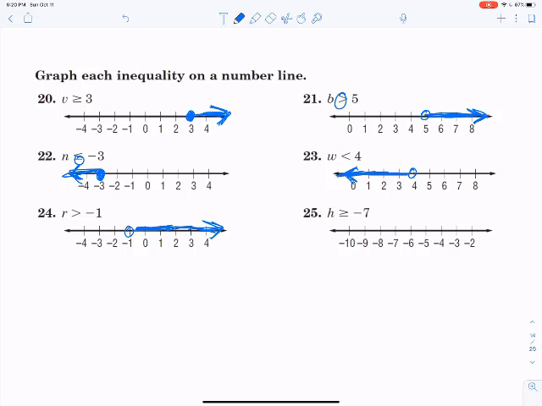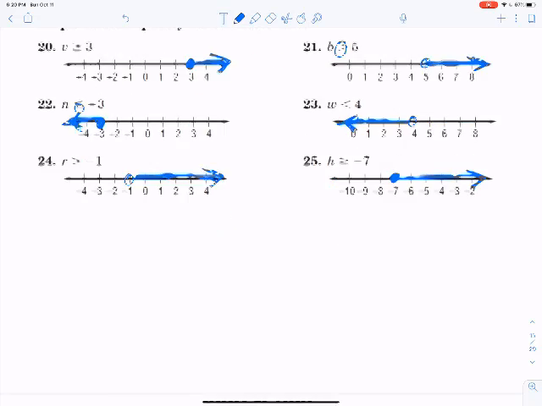And number 25 says greater than or equal to negative 7. So I put a closed circle on negative 7, and I'm going to shade this to the right. And that's how you graph inequalities. It's just that simple. So now let's talk about solving inequalities.